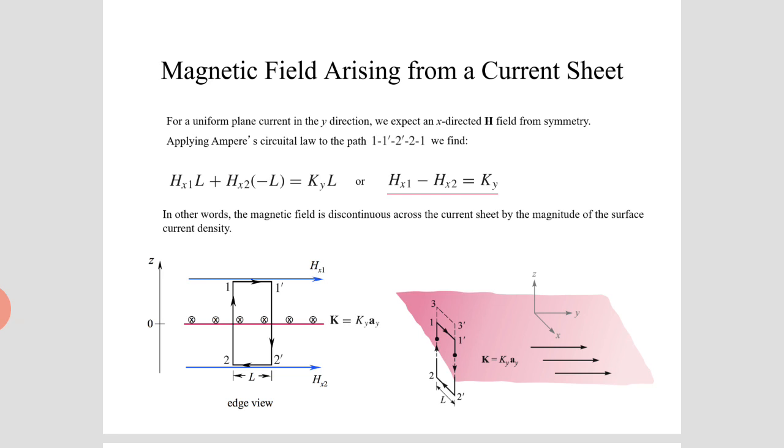As you can see in the figure, you can consider a uniform plane current sheet which is in the y direction and lies in the z is equal to 0 plane. For a uniform plane current in the y direction, we expect an x directed H field from symmetry, right? So we may think of a return current as equally divided between two distant sheets on either side of the sheet, as we are considering a sheet of uniform surface current density, that is K is equal to Ky ay, as shown in the figure.